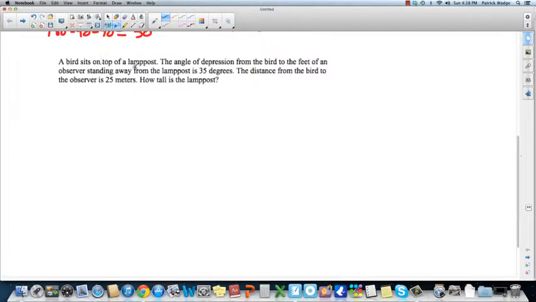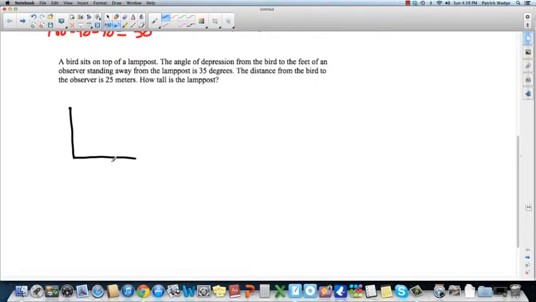Alright, a bird sits on top of a lamppost. So we're going to draw a little picture here. And I hope by now you realize that with math pictures, this is why I became a math teacher, right? I don't have to draw anything fancy. Here's my lamppost. Here's my bird. I'm not going to draw a bird. There's a dot. That's my bird. And the lamppost is in the ground, so there's my ground.